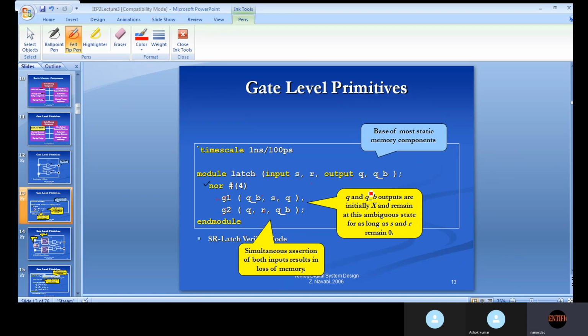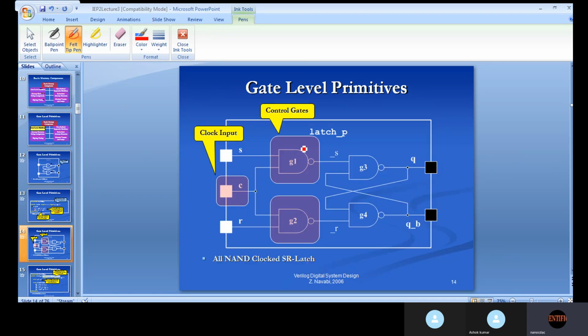I need not explain the Verilog code for this latch. It is the base of most static memory components. Here Q and Q bar are the outputs. Initially they are X, and they remain in an ambiguous state X as long as S and R remain 0. And here simultaneous assertion of both inputs results in the loss of memory.